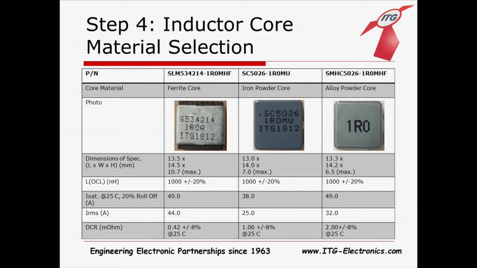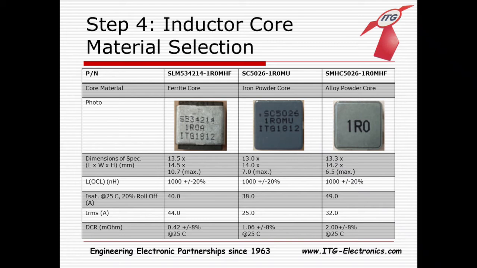All right, now that we've finished up the circuit parameters, we can move on to step 4, which is the inductor core material selection. So in the table on this slide, you've got 3 fairly similar inductors. All of them are 1 microhenry or 1,000 nanohenries plus or minus 20% on the inductance. So they're all going to feature the same energy storage capability.